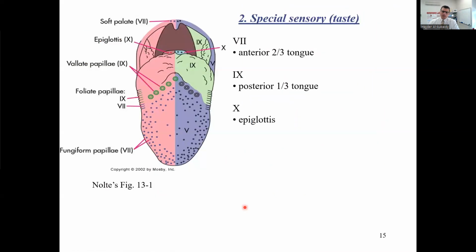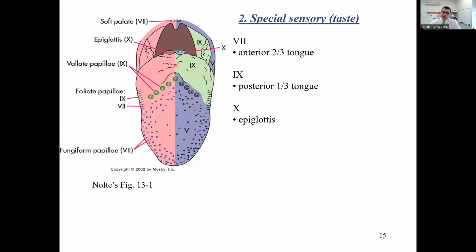Okay. In addition to the motor function, the facial nerve also provides sensory input, taste sensation, to the anterior 2/3 of the tongue. So it carries the taste sensation from the anterior 2/3 of the tongue.